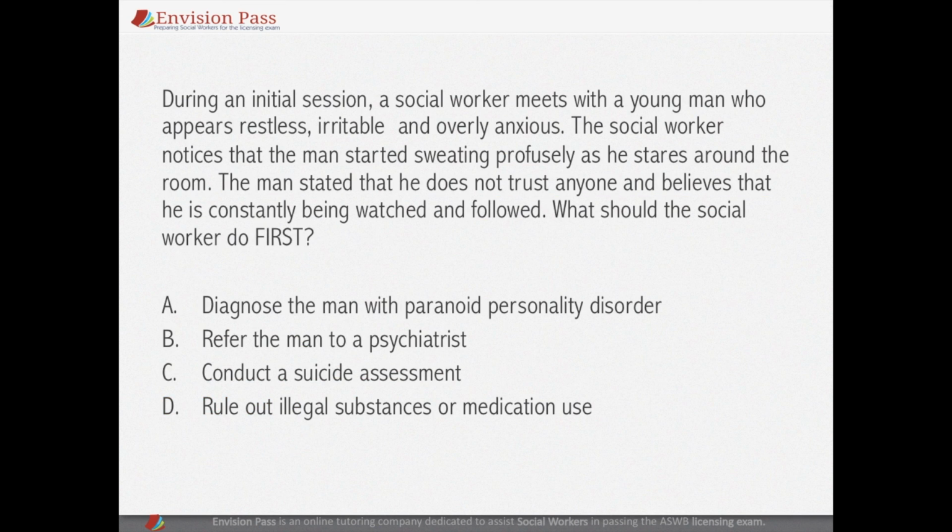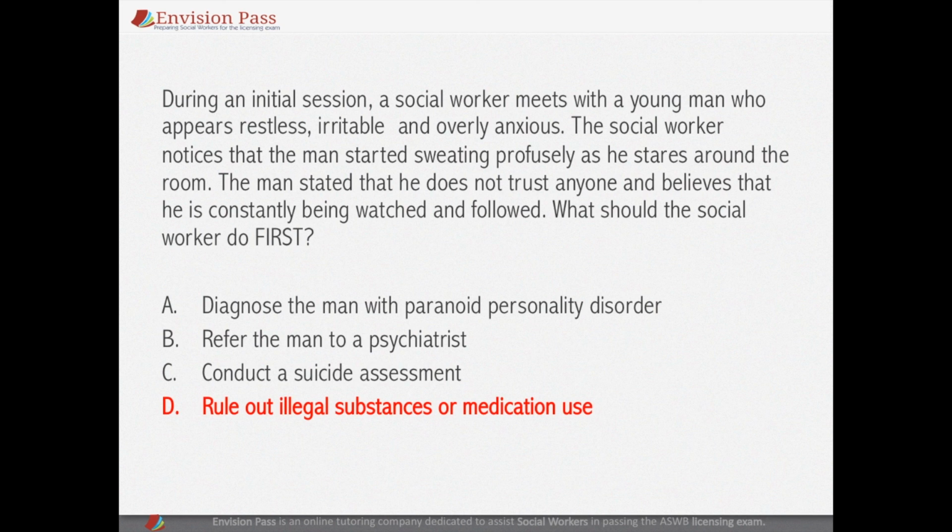During an initial session, a social worker meets with a young man who appears restless, irritable, and overly anxious. The social worker notices that the man started sweating profusely as he stares around the room. The man stated that he does not trust anyone and believes that he is constantly being watched and followed. What should the social worker do first? A. Diagnose the man with paranoid personality disorder. B. Refer the man to a psychiatrist. C. Conduct a suicide assessment. Or D. Rule out illegal substances or medication use.